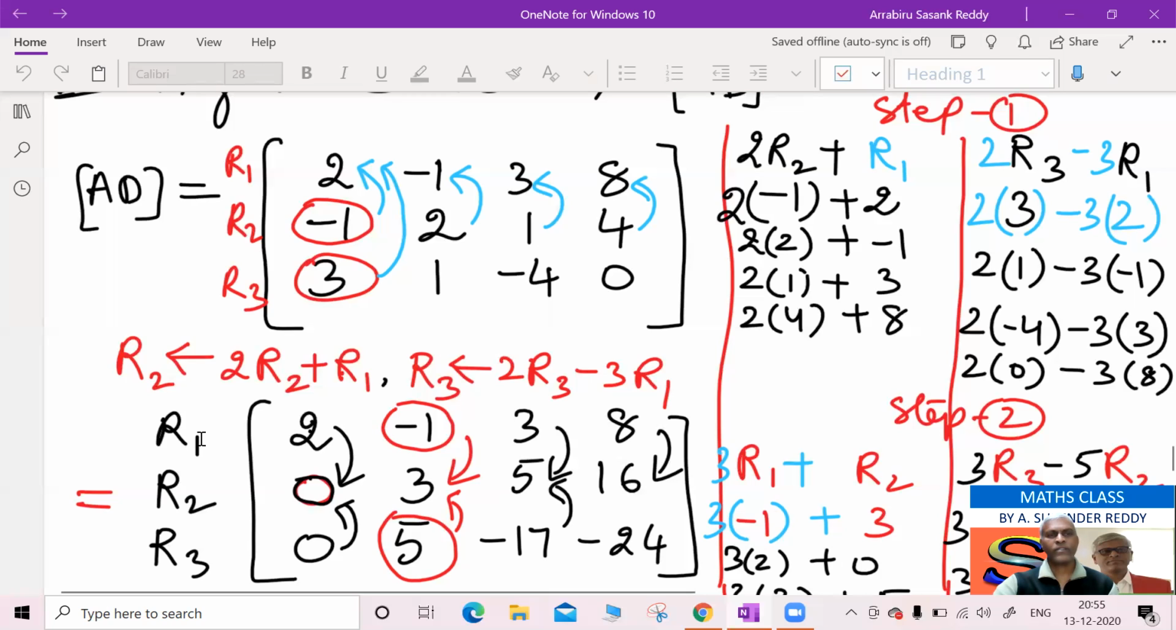So let us make a formula for the first row so that the second element becomes 0, -1 becomes 0. You take -1. You have to prepare a formula by taking that number which you want to make 0.